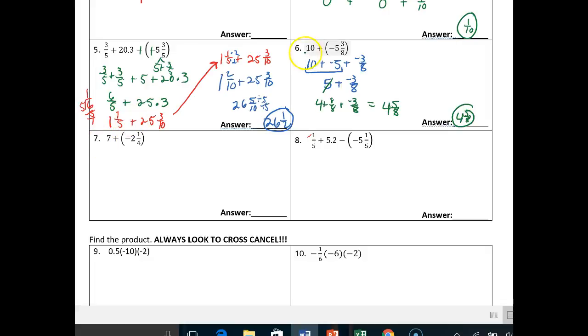Number 7 is very similar to number 6, so just make sure you break it apart. When you break it apart, make sure you have a -1/4. And so rewind and watch number 6 again if you need help with number 7.